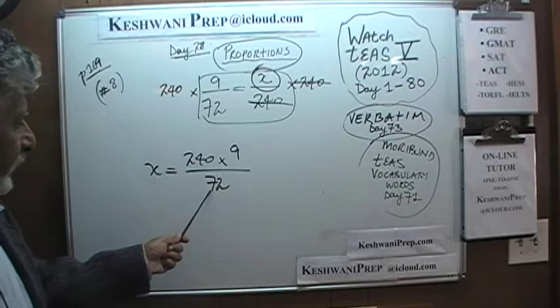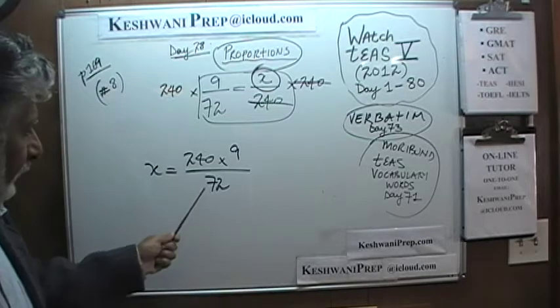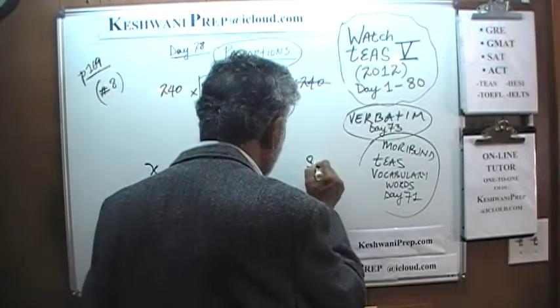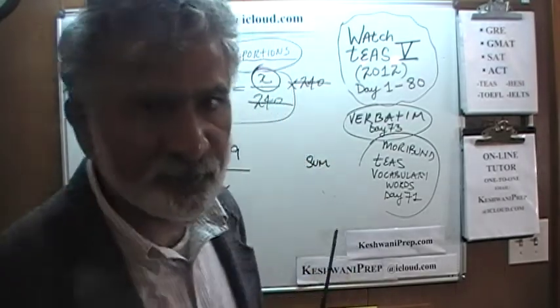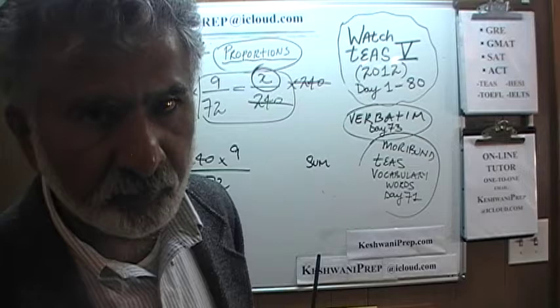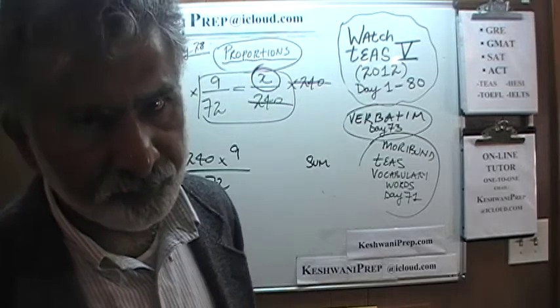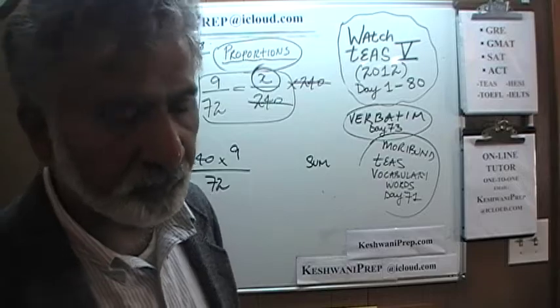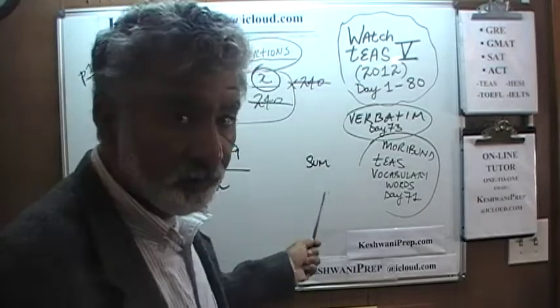Well, I see 72 here. 7 plus 2 is, listen carefully, 9. As long as the sum of the digits is divisible by 3, then the number itself is divisible by 3. These are some of the basic things that you should know about math.